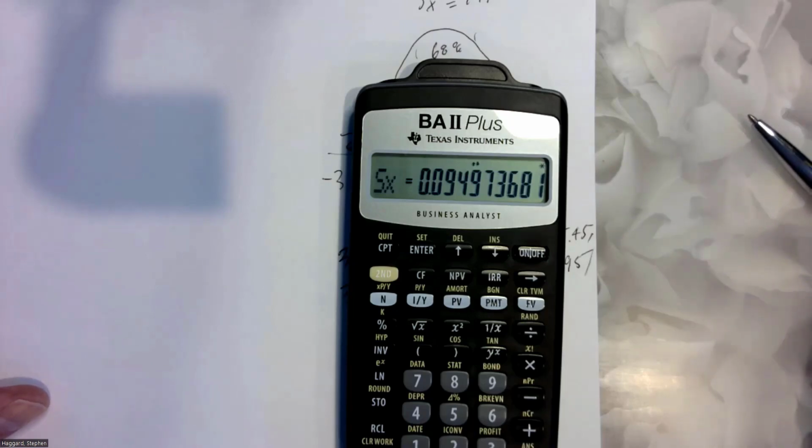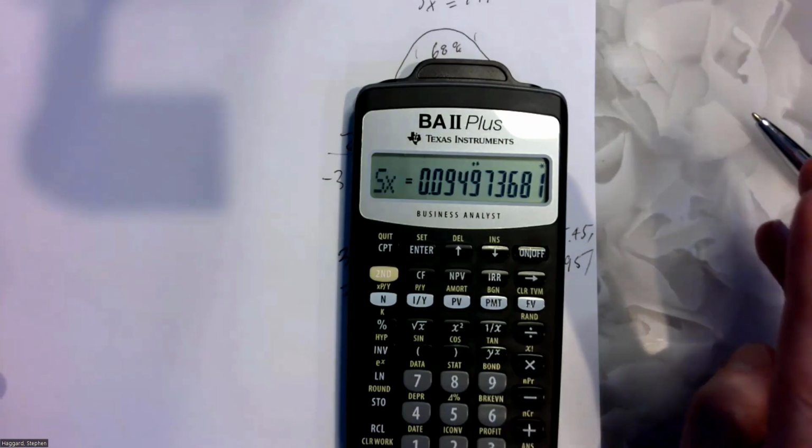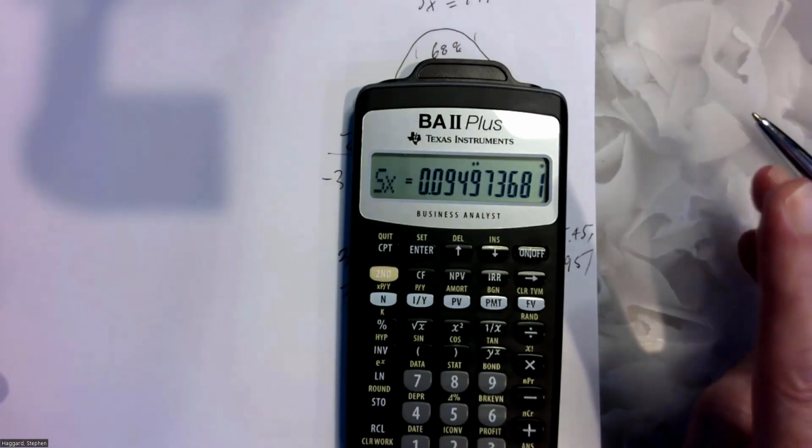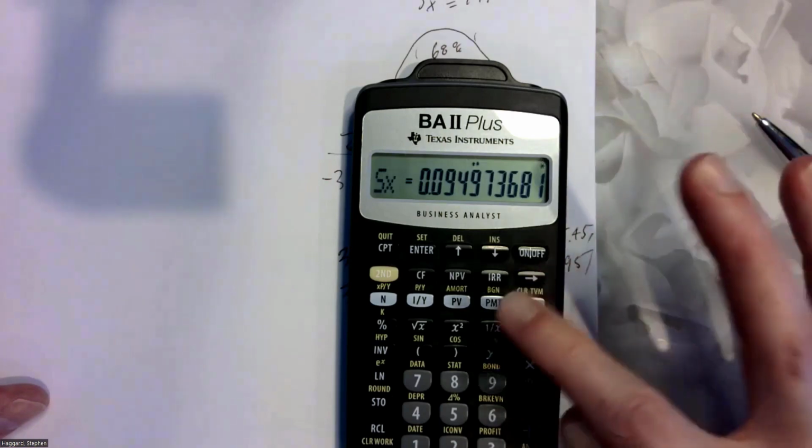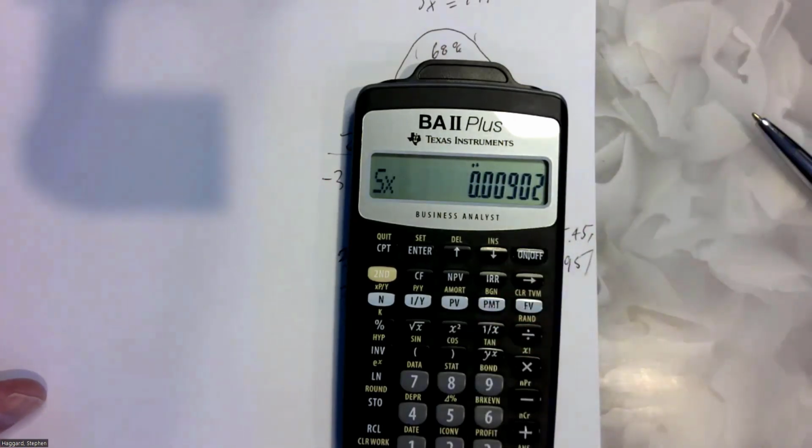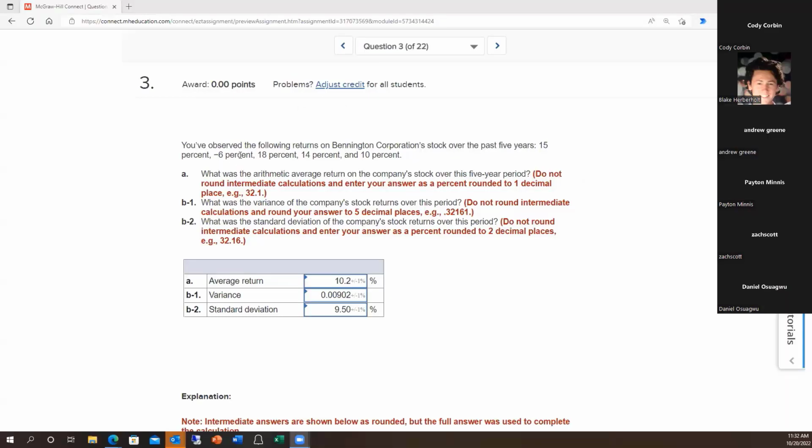Now, can anyone tell me how I could get variance using this number? Square it. And that gives us 0.00902, which is the same as the answer on the problem. So the trick to that one is to just make sure you put these in as decimals. Anytime they're asking you to calculate the variance, work in decimals, not percentages. Does that make sense? Yes. Okay. Now, are there any other questions on chapter 10?